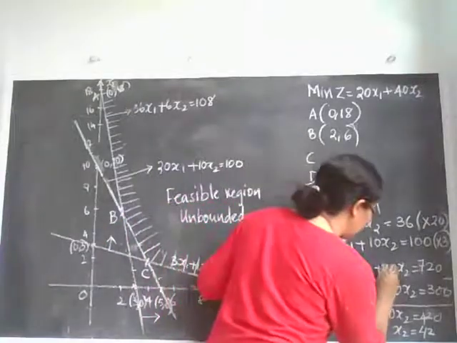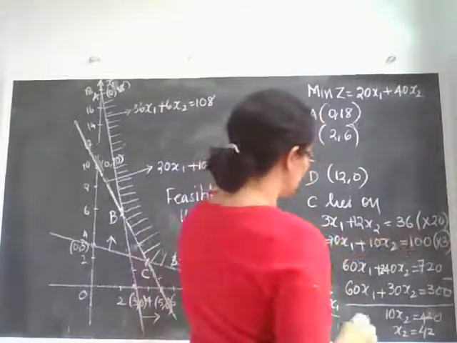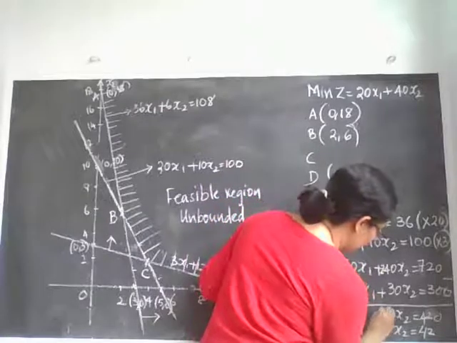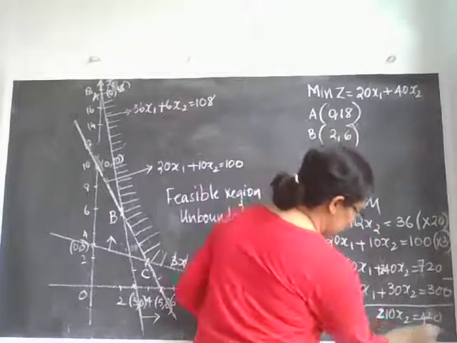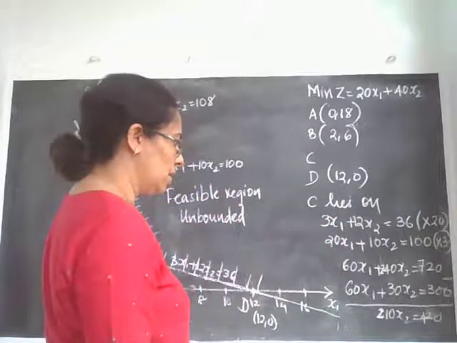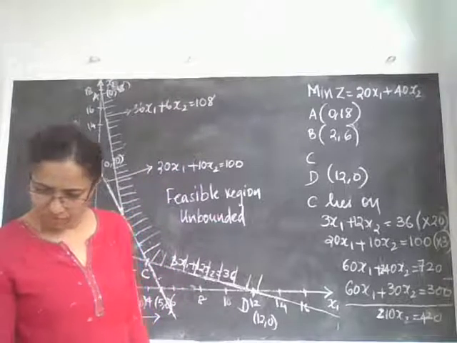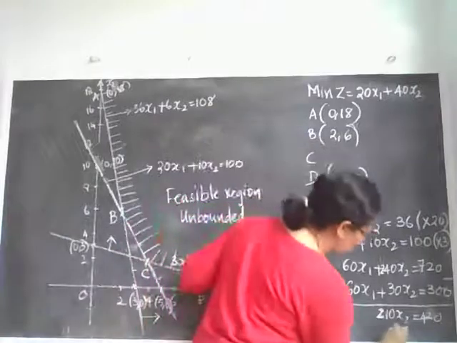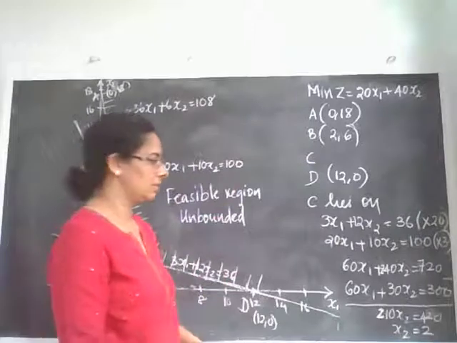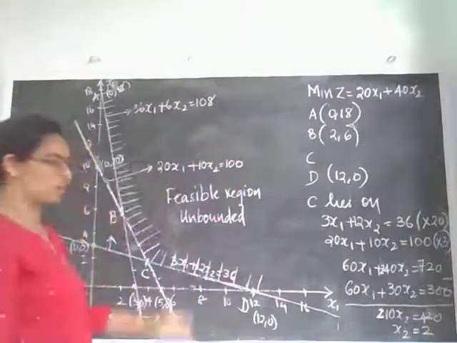So this is 240. Okay, 240. So you have 210. So x2 is equal to 420 divided by 210, so x2 is equal to 2. Okay? Because I line vector 3x1 plus 2x2, that is 12x2.